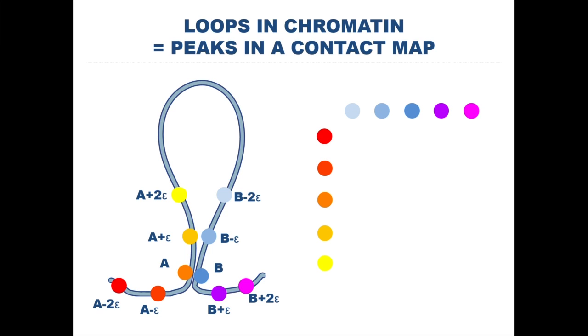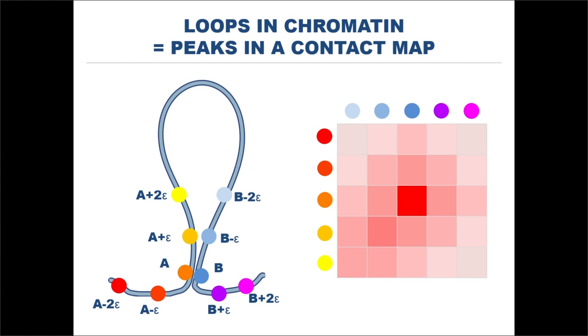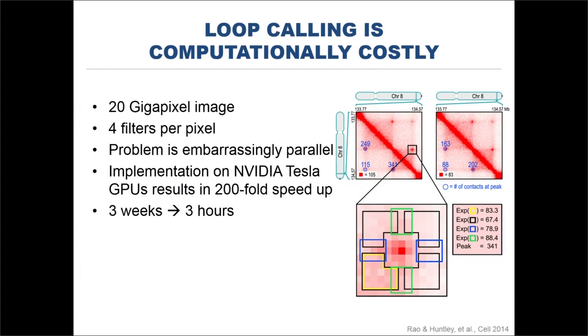So with our new maps, we can translate this problem of looking for chromatin loops into looking for enrichments in a contact map. If you take a loop position and then move any distance in either direction, the enrichment decreases, so we're looking for these focal peaks. We run into another computational problem, which is that the map we're looking at is a 20 gigapixel image. This is like trying to find features the size of a city block on the entire Google Earth image. But we have the advantage that it's embarrassingly parallel.